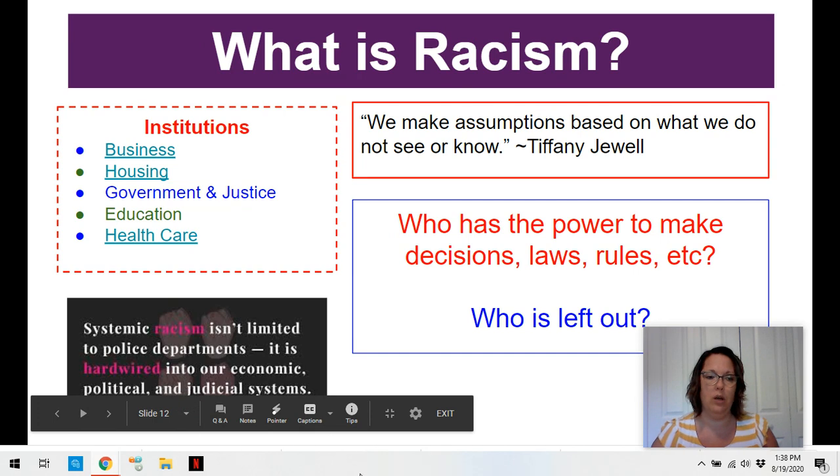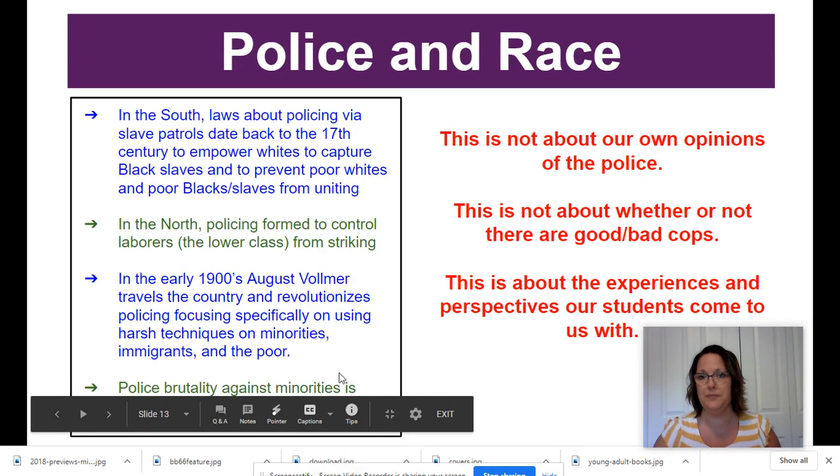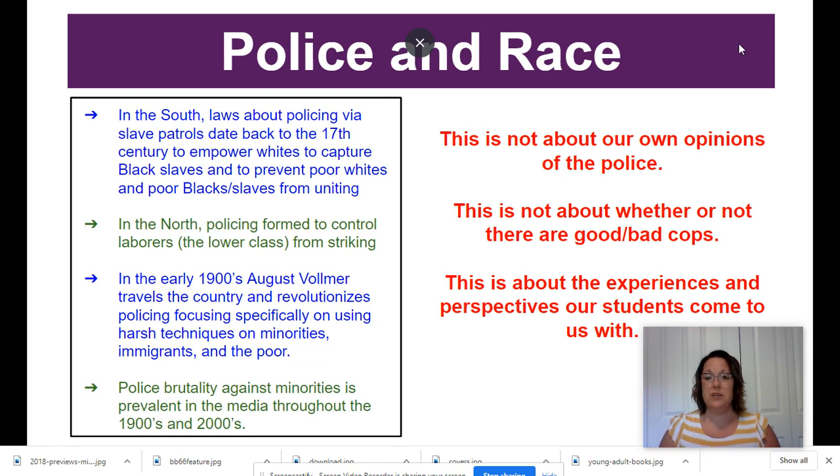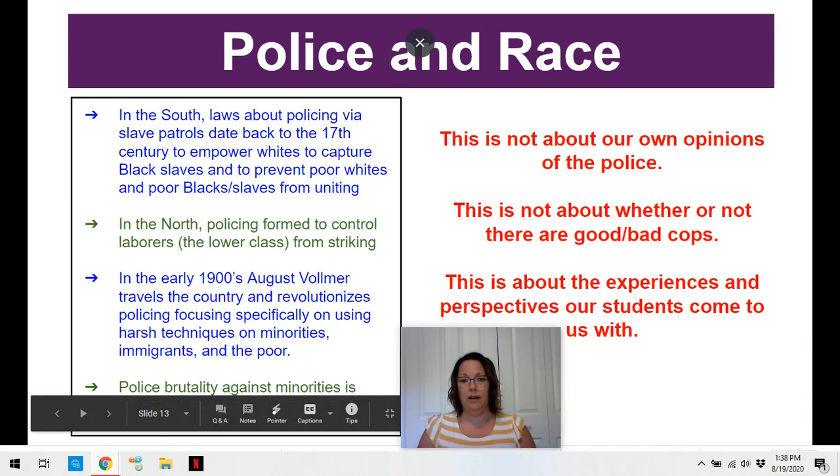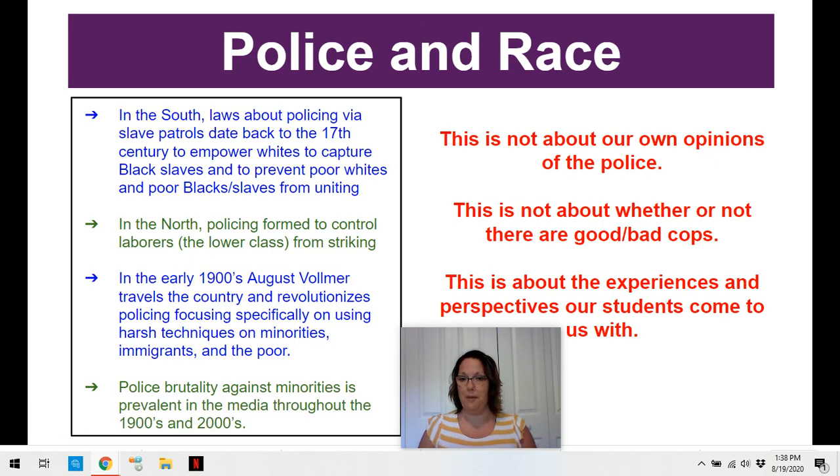So first we're going to talk about race and police. So this is a loaded topic, I know. We all have pretty strong opinions, personal beliefs. We know and love people who are on the police force or have been involved in the police force. I want to reiterate that this is not about our own opinions. It's not about our own beliefs. It is not about what we think about the police. It's not about good cops or bad cops. There are both. This is about the system of police and the system of race intertwining and being at odds.